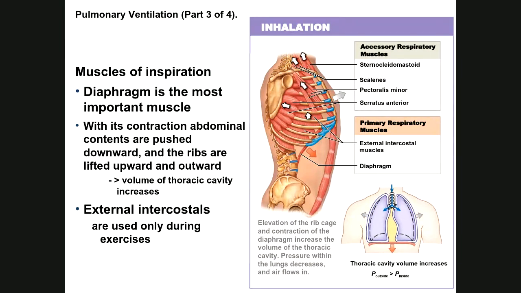So when it contracts, the abdominal contents are pushed down. Look at them. They are pushing down, and the ribs are lifted up and outward. When the diaphragm is contracted, the volume of the thoracic cavity increases.